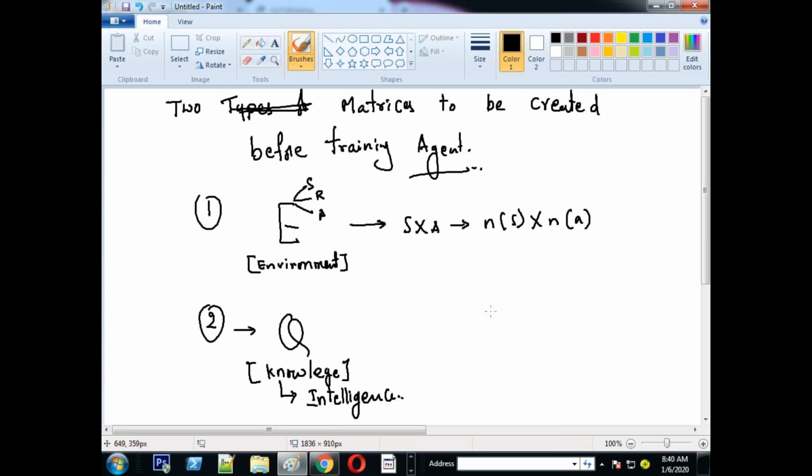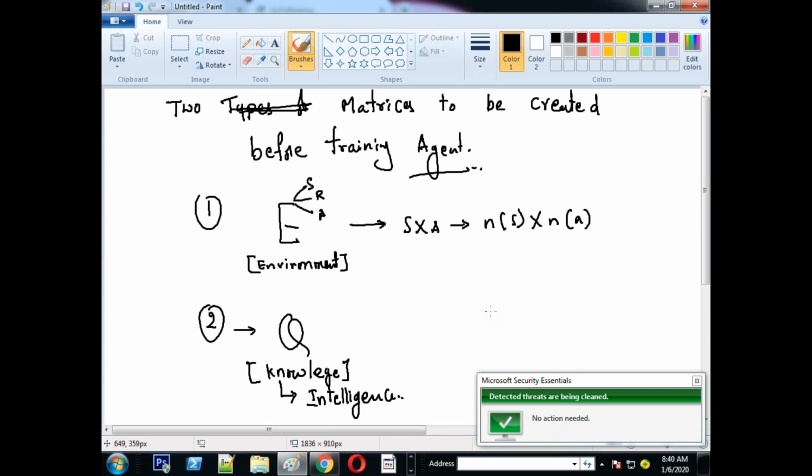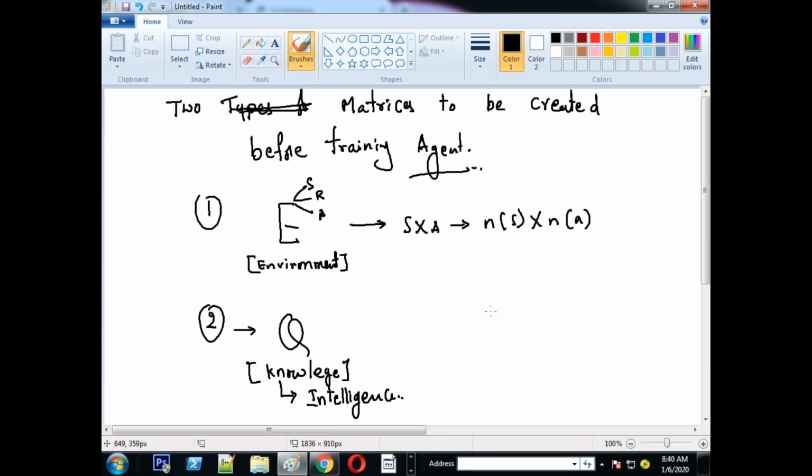Now in our traffic example, how many states do we have? 2 states. Actions, 2 actions. Red light, green light are states. Start, stop, move are actions. That means 2 states, 2 actions. The 2 by 2 is the matrix size. But in this example, I have taken both equal, but there is no guarantee. Number of states can be different, number of actions can be different. Understand the points?